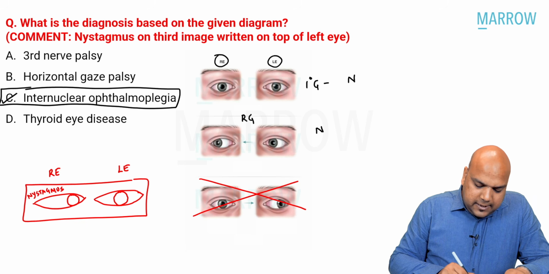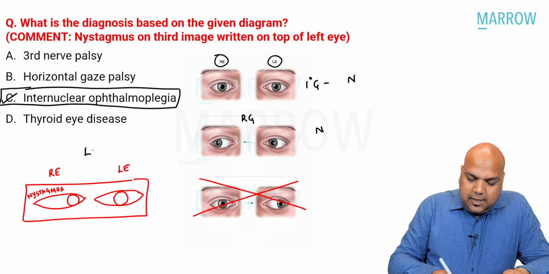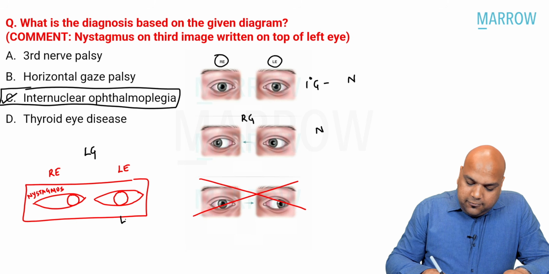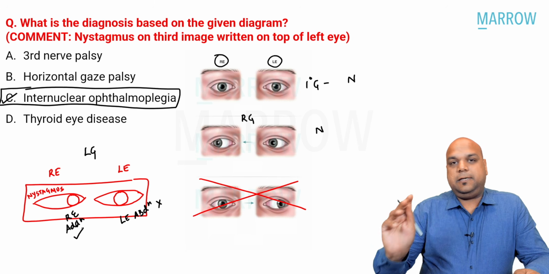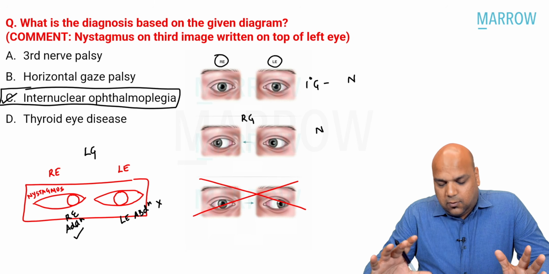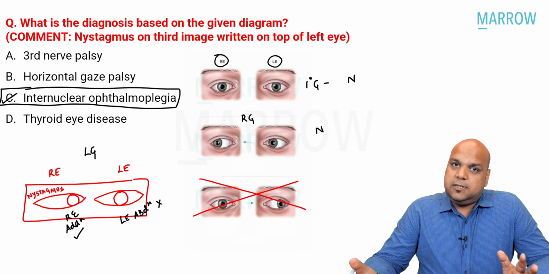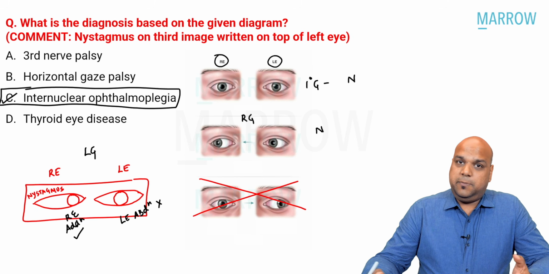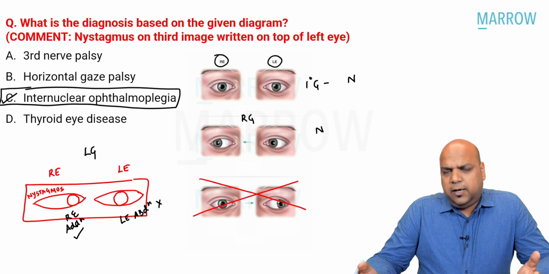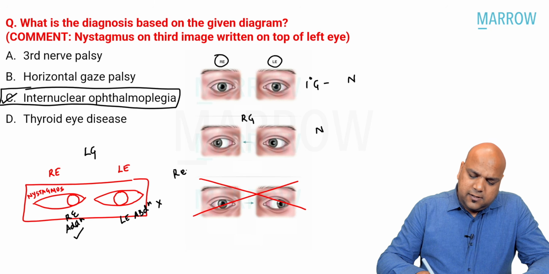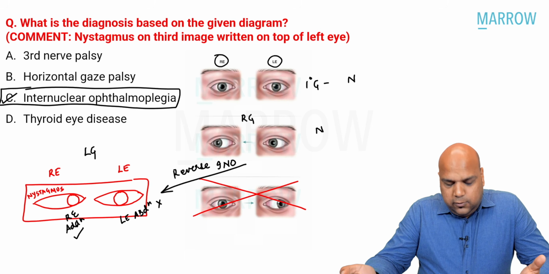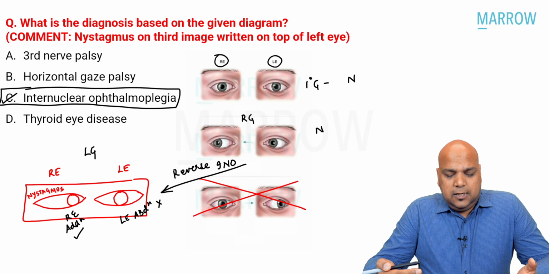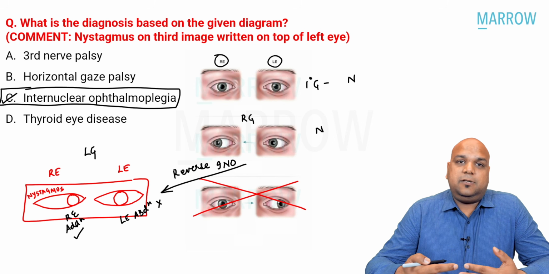That means some people said that in the third image, in left gaze, the left eye abduction was absent, whereas the right eye adduction was present. That meant, sir, it was opposite. Sir, in left gaze there was a problem, but it was not internuclear ophthalmoplegia. The medial rectus, the MLF was functioning. So, all right, it could have been this. This is just called reverse internuclear ophthalmoplegia. It looks like internuclear ophthalmoplegia, but it is just the reverse of it. The lateral rectus is not functioning, the medial rectus is functioning rather than the opposite.